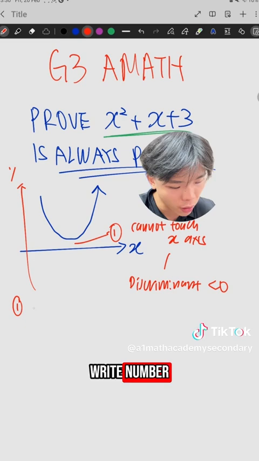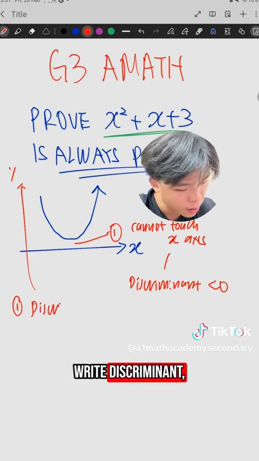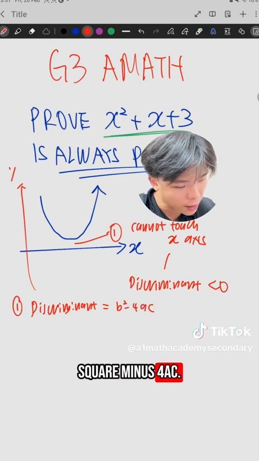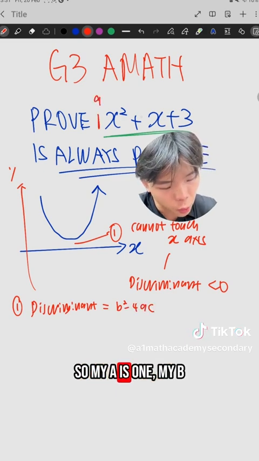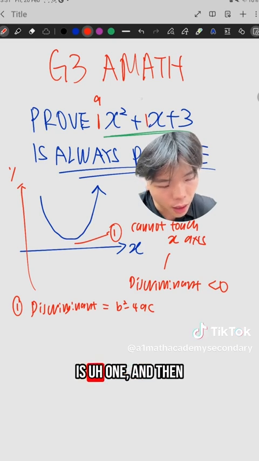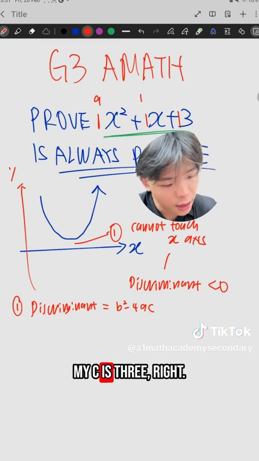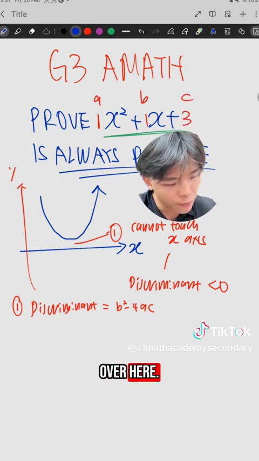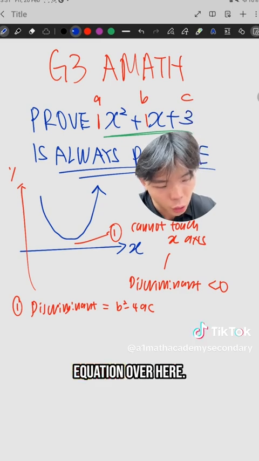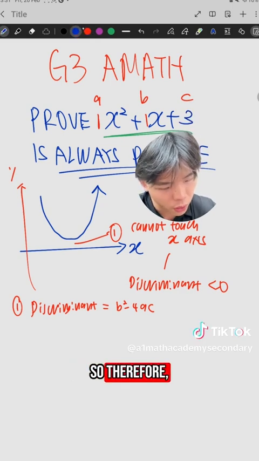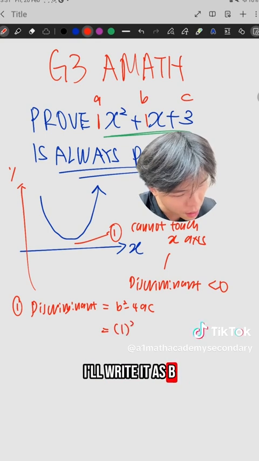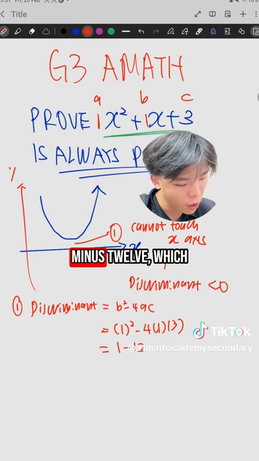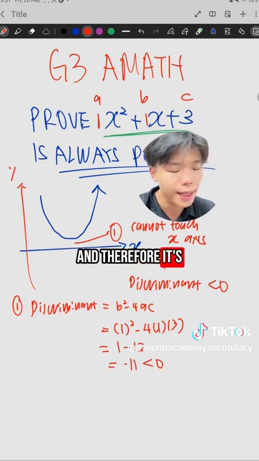So I'm just going to write number 1 over here. I'm just going to write discriminant. And we know that the discriminant is b squared minus 4ac. So my a is 1, my b is 1, and my c is 3. I'm just going to plug all of that into the equation, so I'll write it as b squared minus 4ac, which gives me 1 minus 12, which is negative 11, and therefore it's lesser than 0.